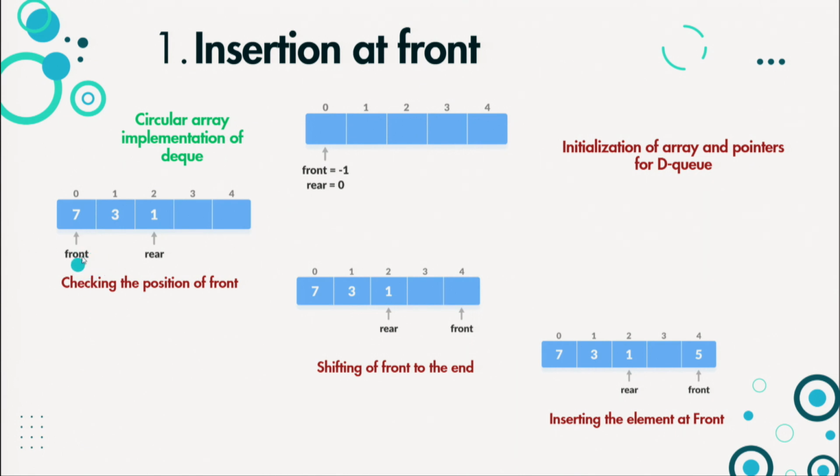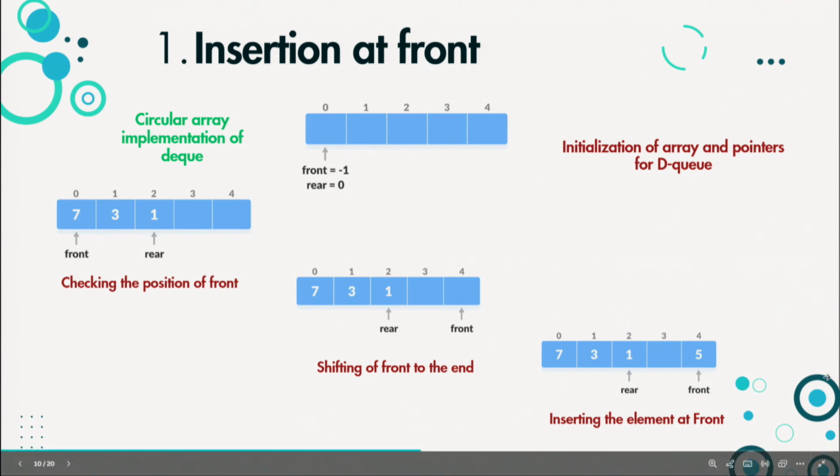In this case we have empty spaces at locations 3 and 4. So, here we are reinitializing front to n minus 1. In our case n minus 1 is 4, because our queue size is 5. So, front is initialized to 4. Now, we can very well add the new element, which is 5, to the location being pointed to by front. So, this is how we do insertion at front in a DQ.